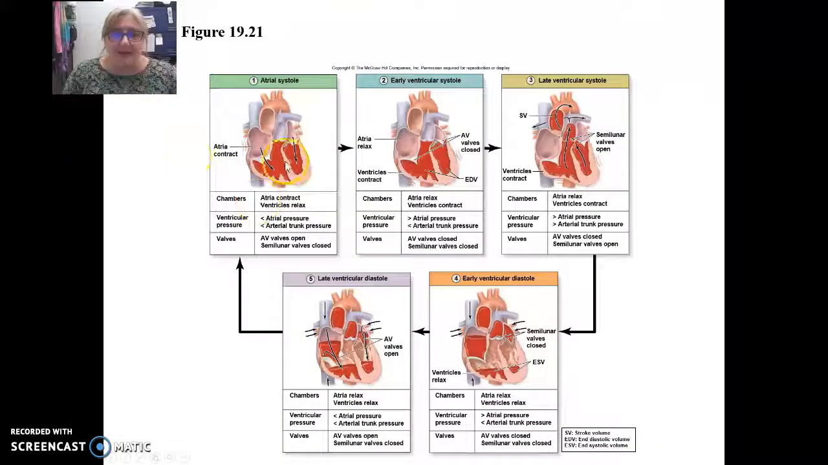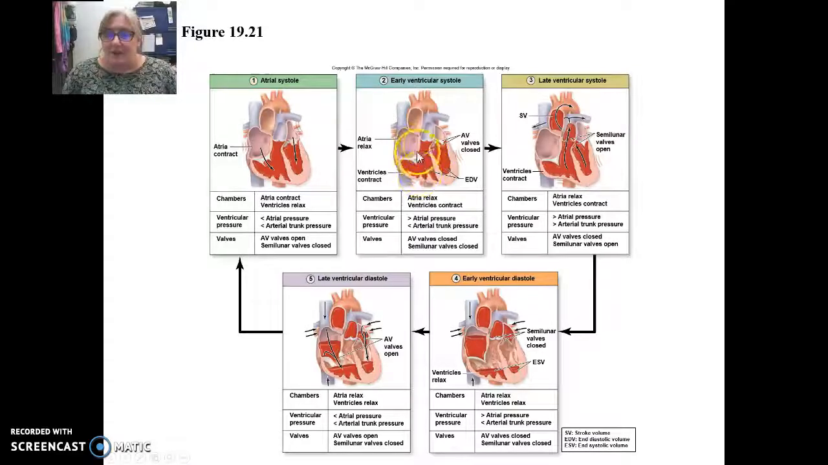So here is the cardiac cycle. It starts with atrial systole, where the atria contract, pushing all the remaining blood that's in the atria into the ventricles. Then the ventricles start entering their systole, and the atria move into their diastole.